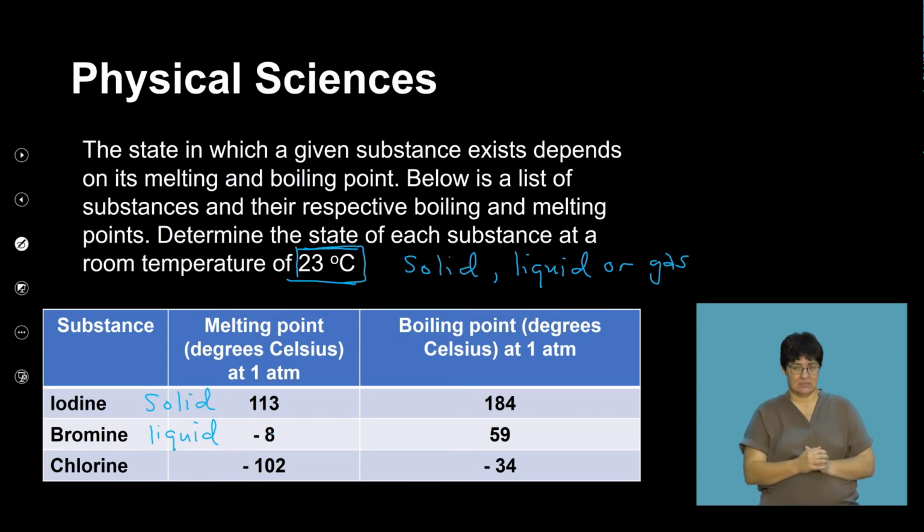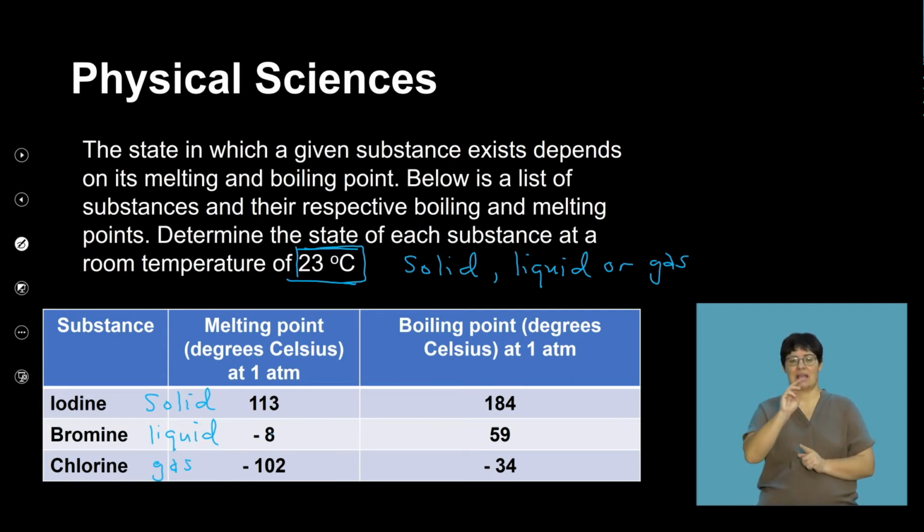Then chlorine boils at -34 degrees and it melts at -102. So 23 degrees is greater than -102, and 23 is also greater than -34. It means chlorine will exist as a gas at 23 degrees Celsius.